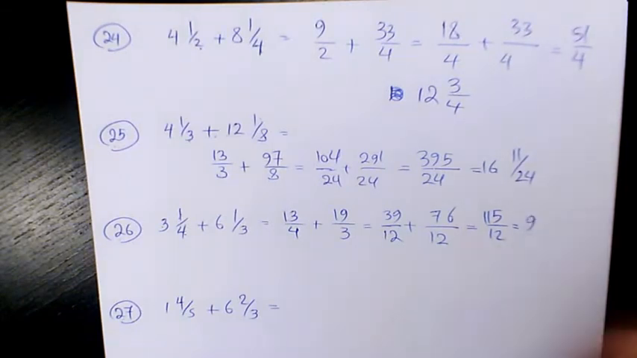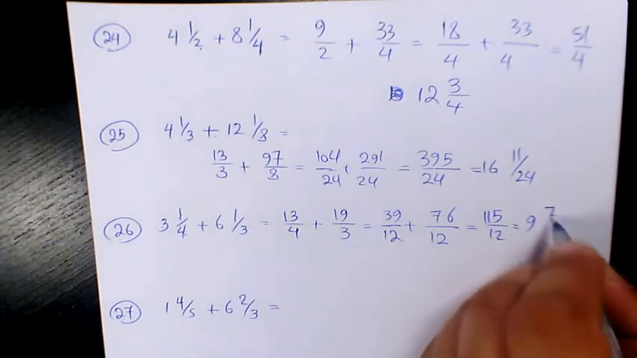That's going to be 9.58. So we have 9 out. 9 times 12 is going to be 108. 115 minus 108 is going to be 7 over 12.